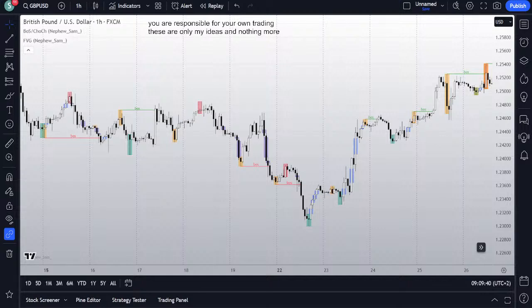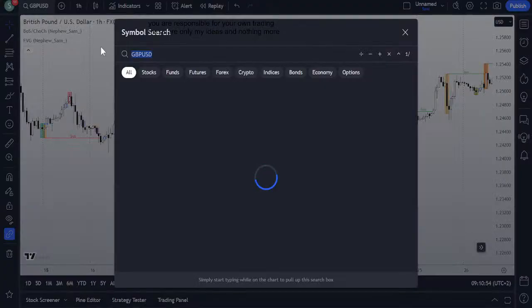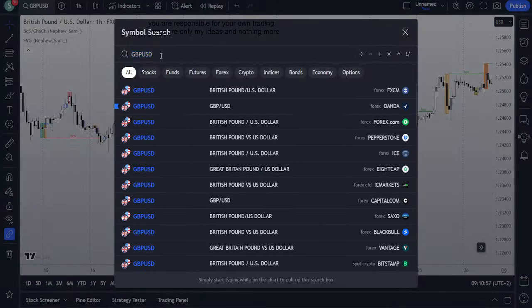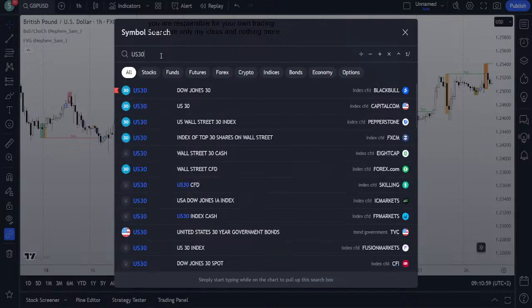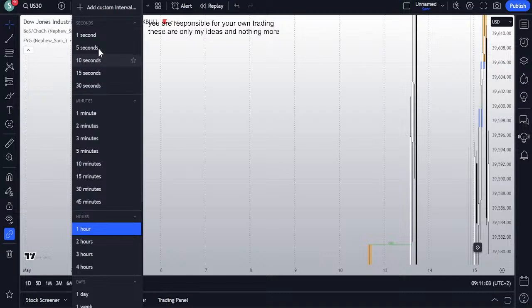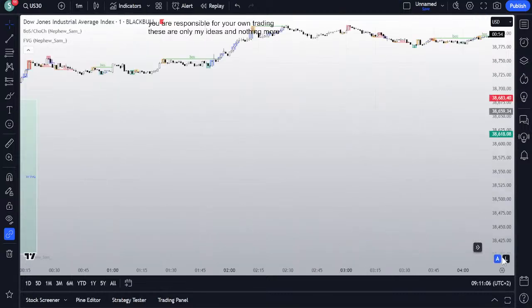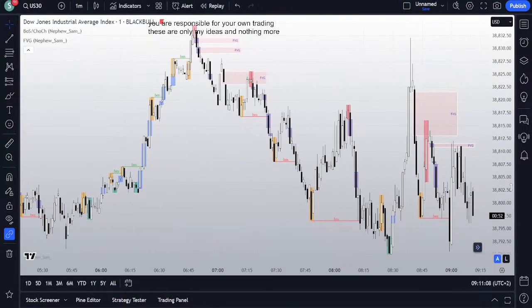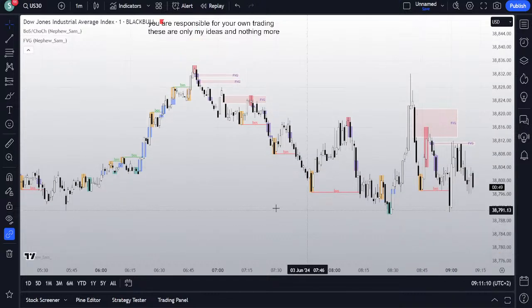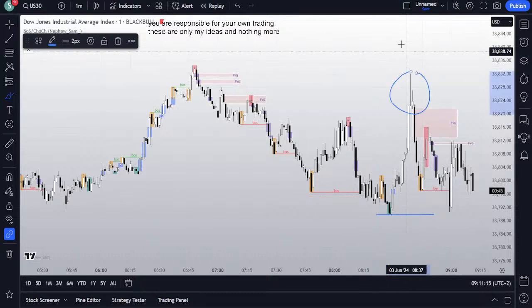Actually, what about this? Can we do this? What about this, yeah? Here we create this rejection. A nice engulfing. We're still here, right? So they mean I should go up, right?